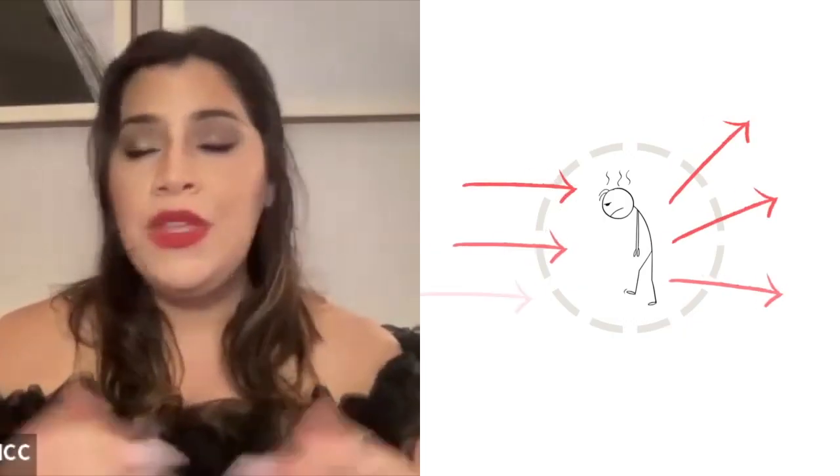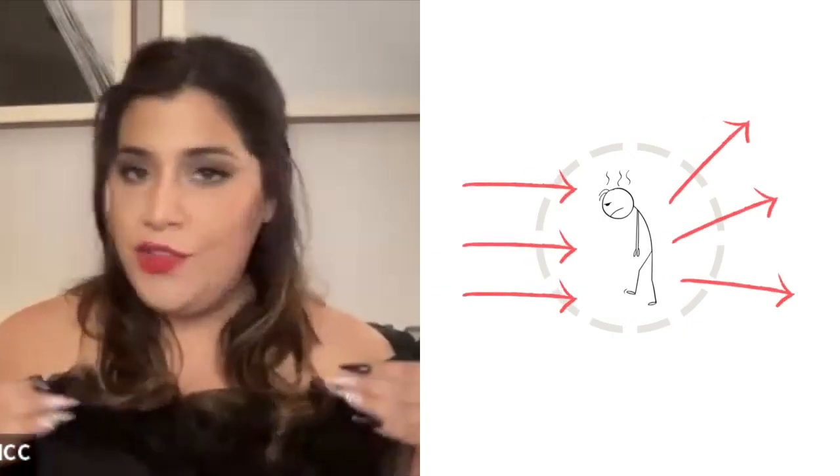The first boundary style that we're going to go through is called porous boundaries. Porous boundaries are when we let too much in and too much out. So we can be over-focused on other people's lives. We can tend to be over-involved, giving too much of ourselves.